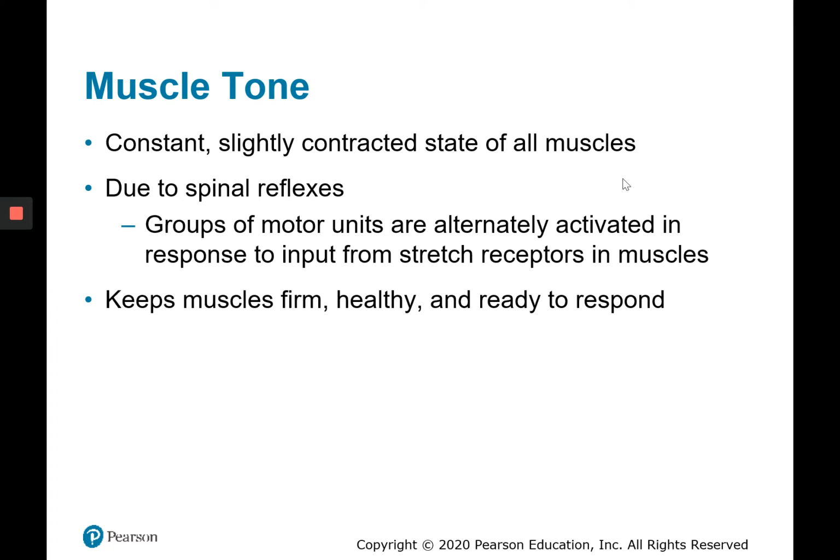Again, muscle tone is constant. And this will create or could be observed as firmness in a muscle. And it causes these contractions that we call muscle tone. Muscle tone is able to maintain body posture. Also, it can increase muscle readiness or its readiness to respond, to contract. It also keeps muscles healthy.